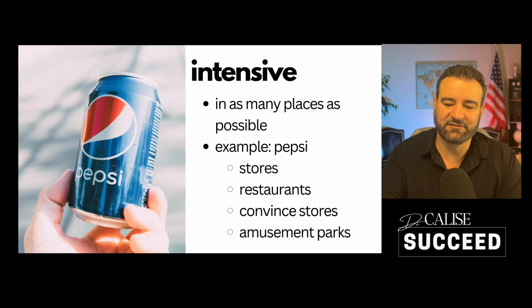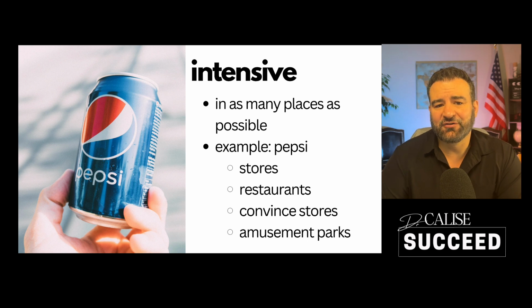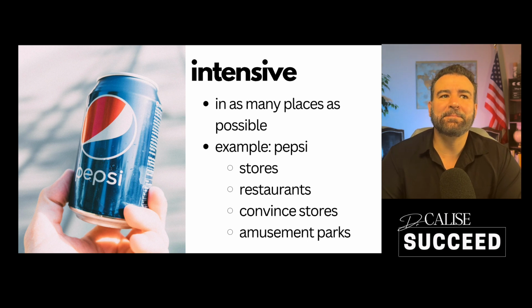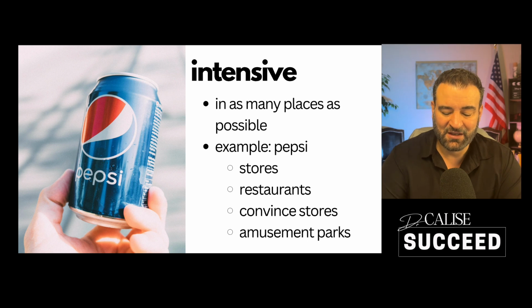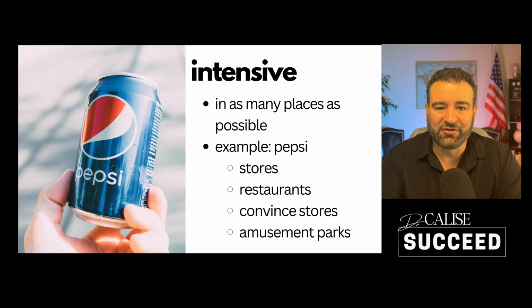Okay, first one, intensive. So with an intensive degree of placement, you want to be in as many places as possible. You name it, you want to be there. Think of Pepsi. Where can you buy Pepsi? You can buy it online. You can buy it on an app. You can buy it in stores. You can buy it at restaurants. You can buy it at amusement parks, theme parks, convenience stores. You name it, it's everywhere. That's what we're talking about as far as intensive.